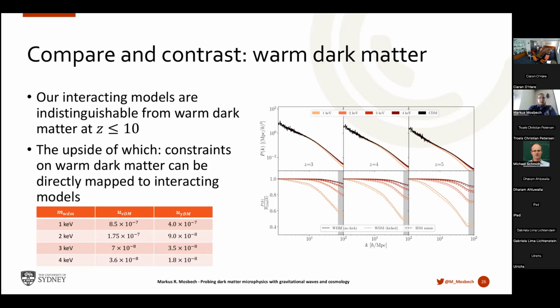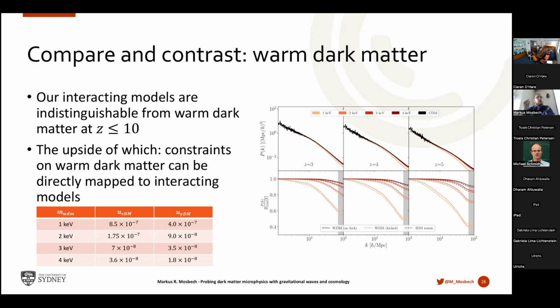What we find when we evolve this is that at redshifts of 10 or smaller, these models are essentially completely indistinguishable. All hints of these characteristic oscillations that we saw in the linear matter power spectrum for interaction models are just gone. They are washed out by nonlinear structure formation. The upside of this is that any observation that would constrain warm dark matter can also be used to constrain interacting dark matter and vice versa at these redshifts lower than 10.